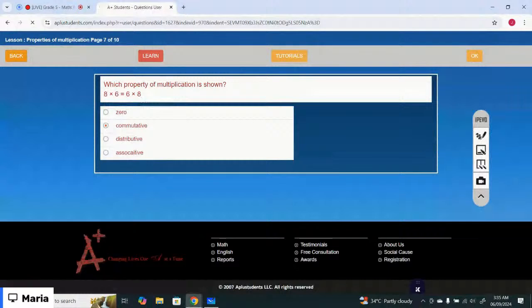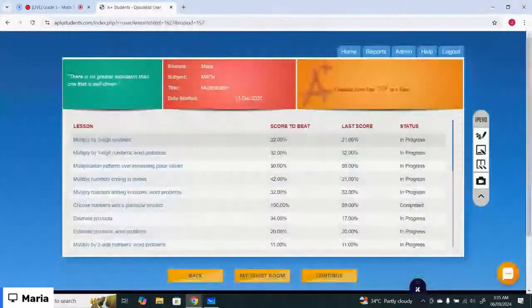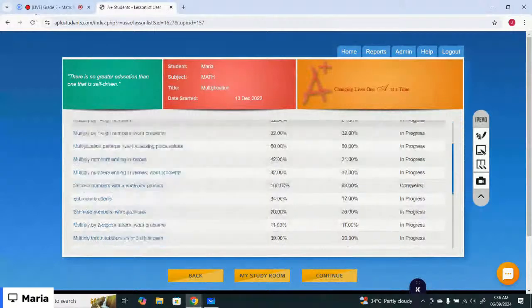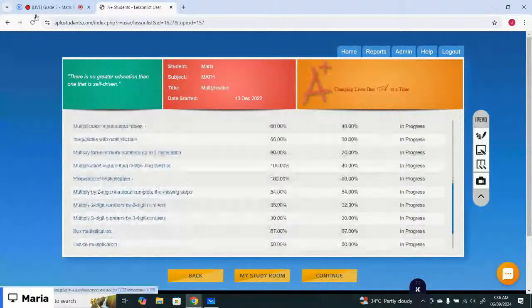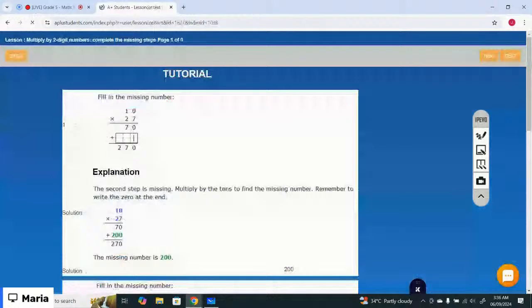Okay, you can complete the lesson by yourself later today. Let me just move on to the next lesson. The next lesson is multiply by two digit numbers, complete the missing steps. Let's just start with the lesson.